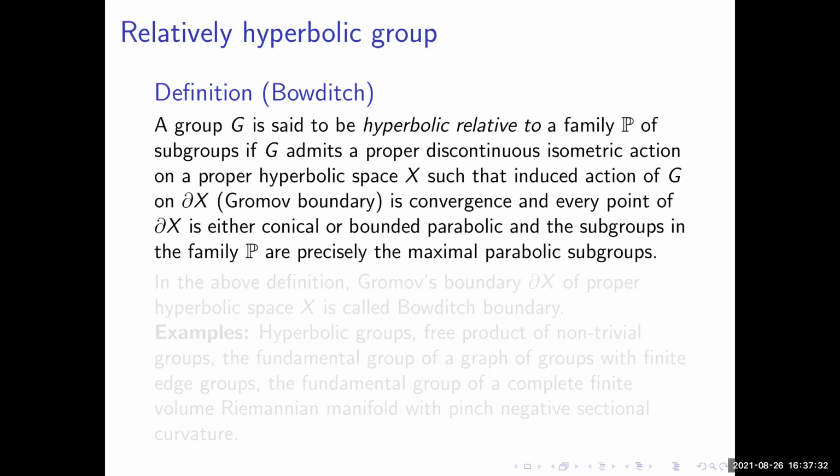So a group G is said to be hyperbolic relative to a family P of subgroups if G admits a properly discontinuous isometric action on a proper hyperbolic space, and not only that, every point of this boundary is either a conical or bounded parabolic point, and the subgroups in this family P are the maximal parabolic subgroups.